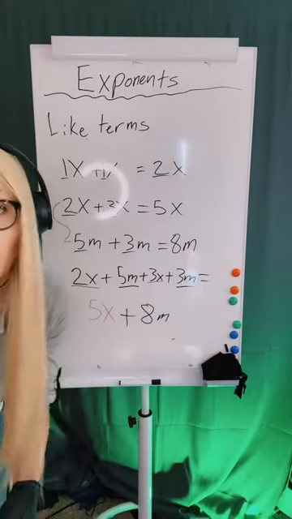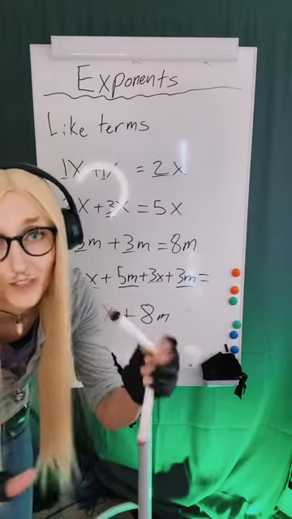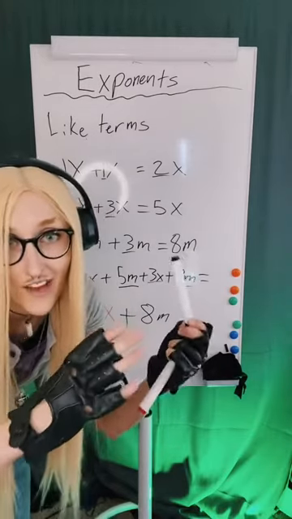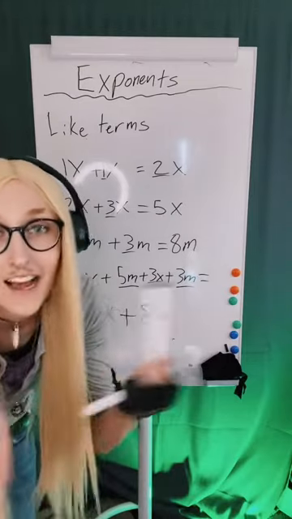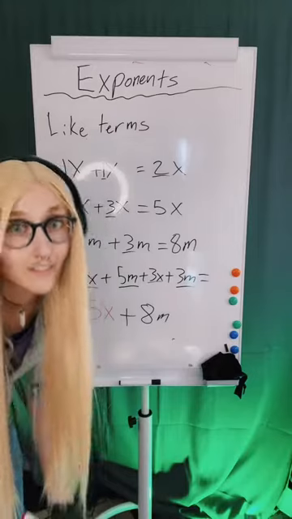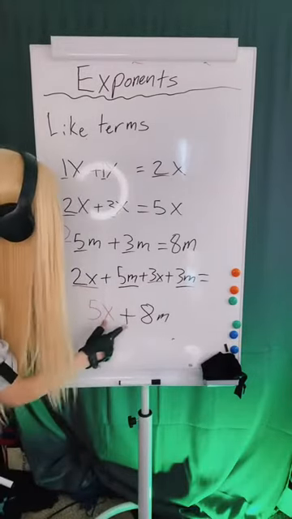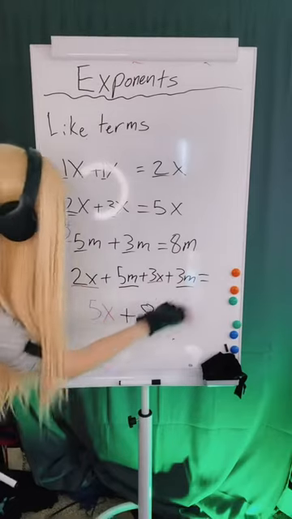I saw some people who did times, and I get why you did that. You were unsure of what to put there, so you're like, well, I know we got the 5x, I know we got the 8m, so I don't know what to put in the middle. We're going to put a plus because everything's added together. We're going to continue to add them.